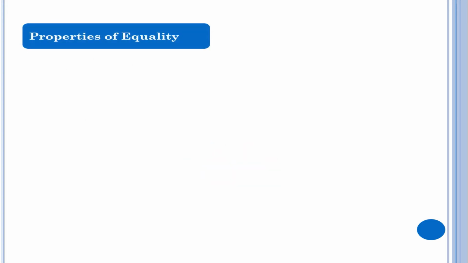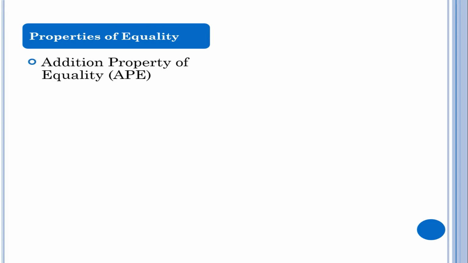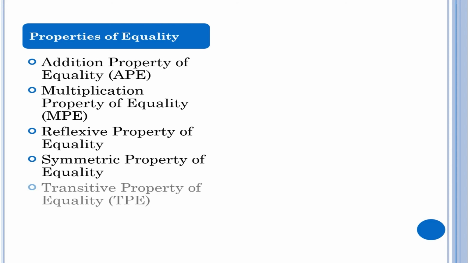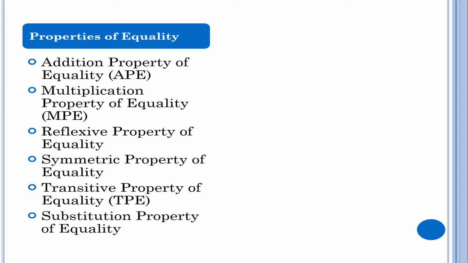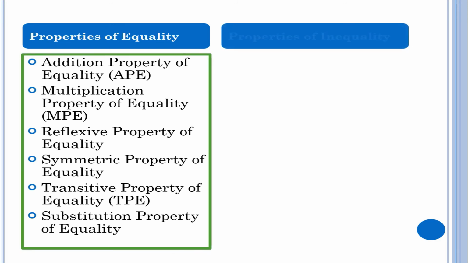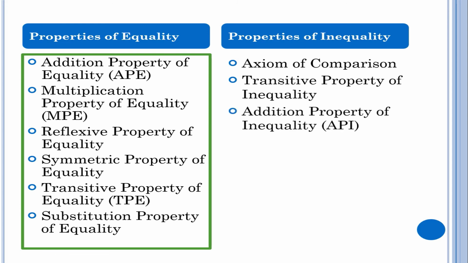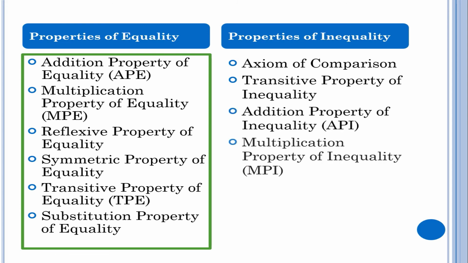Okay, so again, we have the properties of equality. So we have the addition property of equality or the APE, multiplication property of equality or MPE, reflexive property of equality, symmetric property of equality, transitive property of equality, and substitution property of equality. And then we also have the properties of inequality. So we have the axiom of comparison, transitive property of inequality, addition property of inequality, multiplication property of inequality.